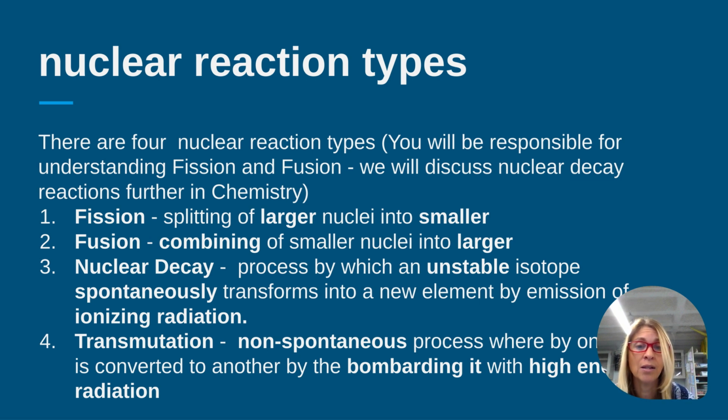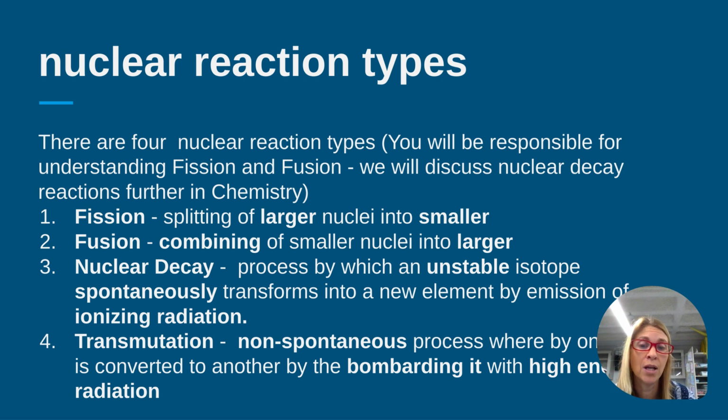Nuclear decay is a process by which an unstable isotope will spontaneously transform into a new element by emission of ionizing radiation. So it'll break down and change and it'll release energy and decay particles. And spontaneously means it needs no extra energy to make this happen. It will happen naturally. It does happen at different rates, and those rates determine how these different nuclear isotopes, radioisotopes, are used.